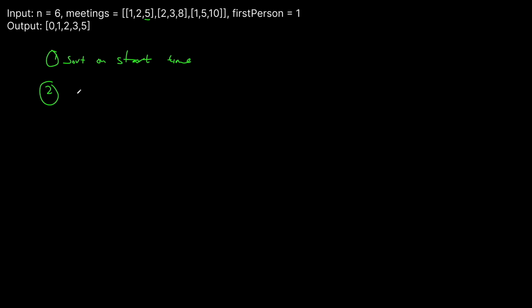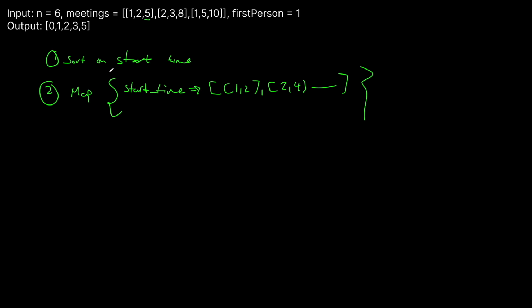So we need a map. We're going to build a map between the start time of a meeting and a list containing all the people that are meeting there. So it could be person 1 and 2, it could be person 2 and 4, and so on. So basically all the meetings that are taking place at that time once we've sorted it. That's the second thing that we need to do.